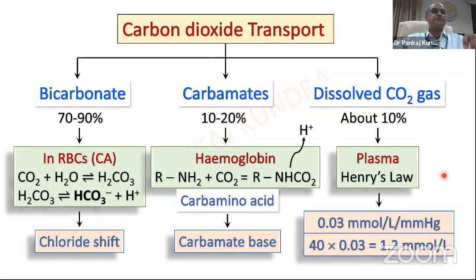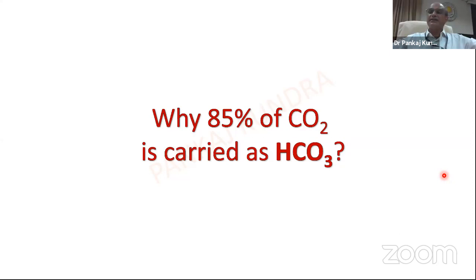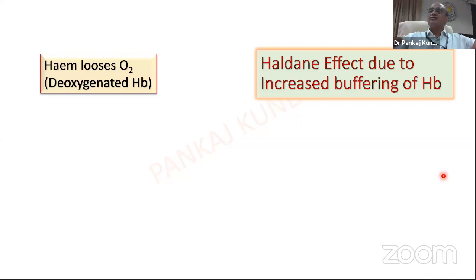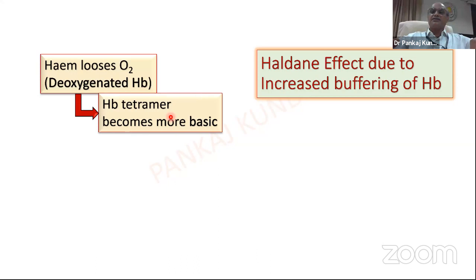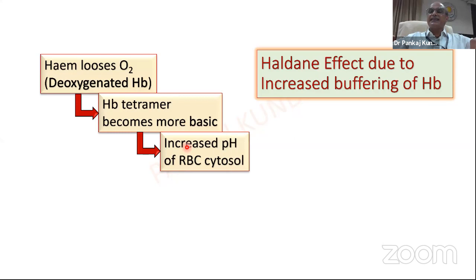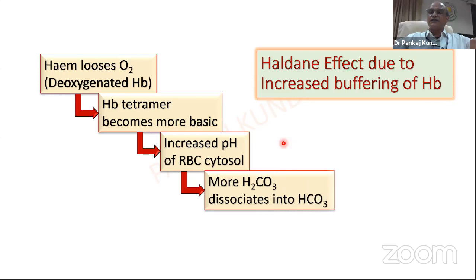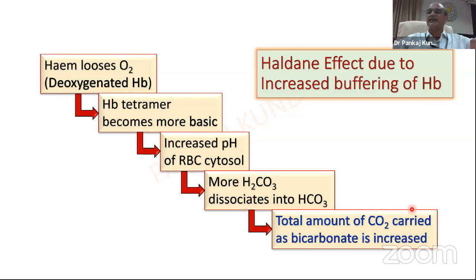Now, why is it that the majority of the CO2 is carried in the form of bicarbonate? Why 75 to 90% only by bicarbonate? Just remember that the Haldane effect is due to increased buffering of the hemoglobin. As soon as the hemoglobin loses the oxygen, it is called deoxygenated hemoglobin, and the hemoglobin tetramer becomes more basic. There is increased pH of the RBC cytosol, and because of this there is more carbonic acid which dissociates into bicarbonate. Therefore, the total amount of carbon dioxide carried as bicarbonate is increased. This is what leads to the 70 to 90% burden of bicarbonate.